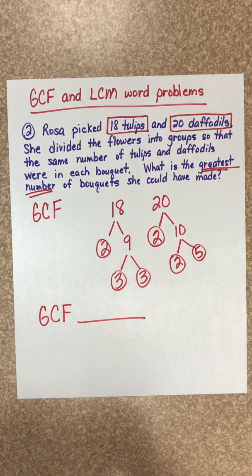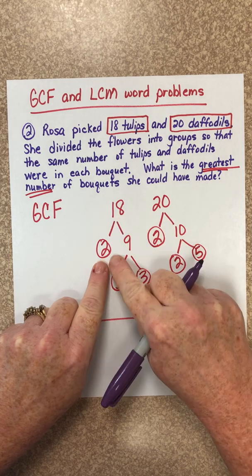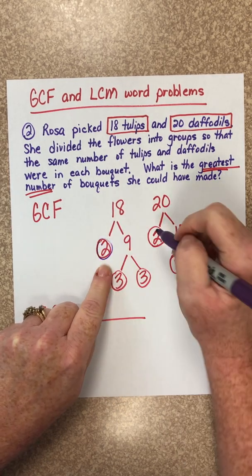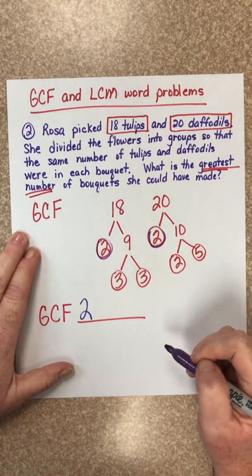So here's where we compare both trees. So I'm going to start here. 18 has a 2, 20 has a 2. So we definitely need those. Those match. So I'm going to circle both and write down 1, 2.